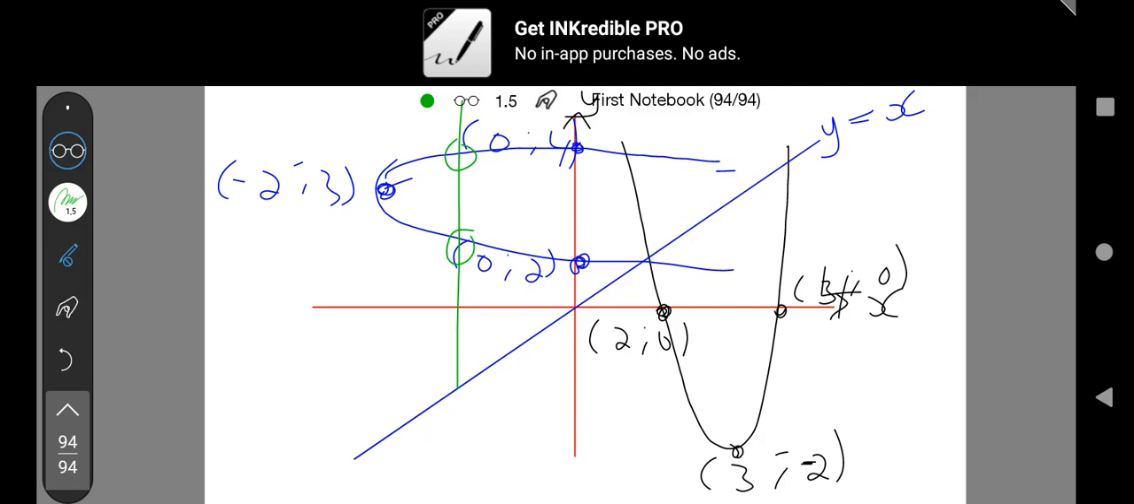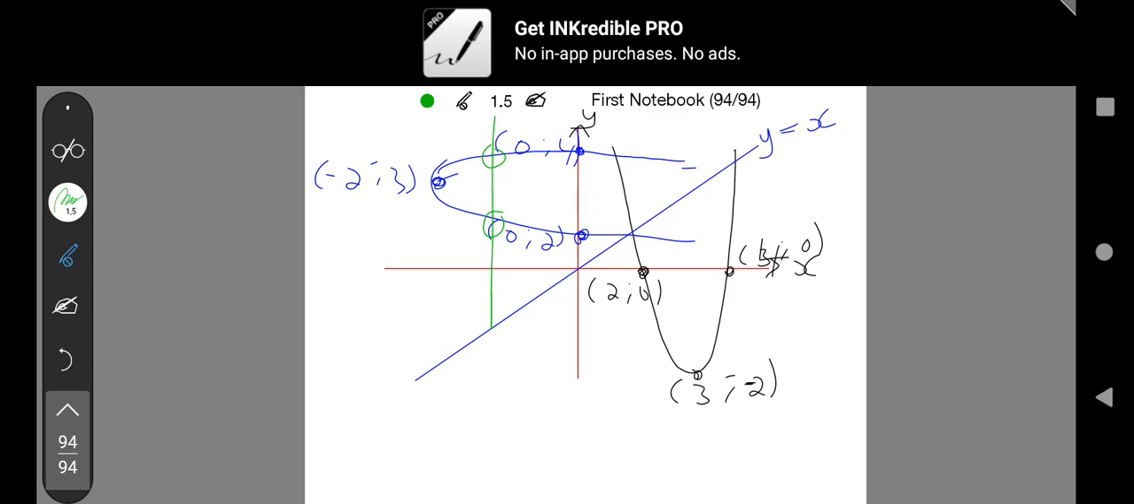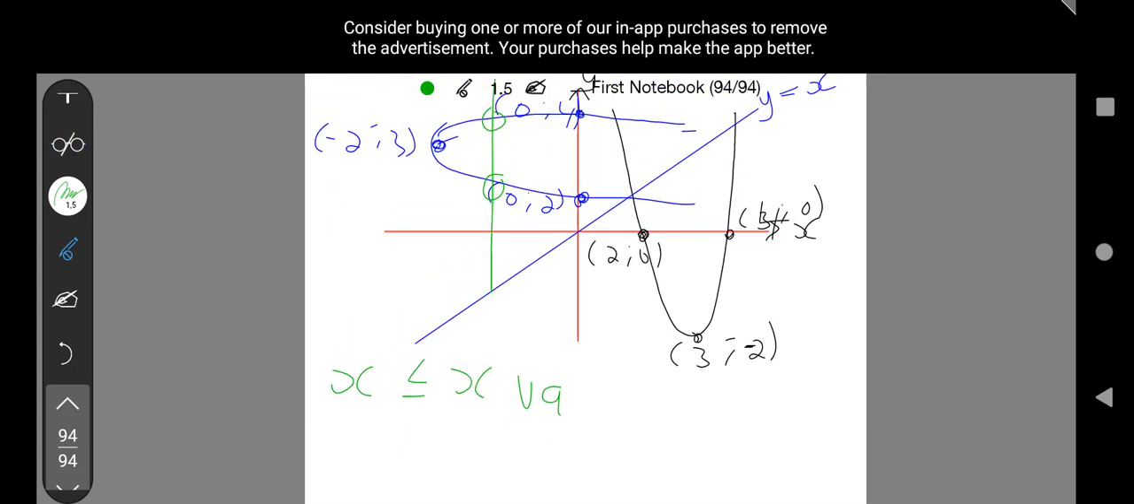So how can we make it a function? That is if we draw the original graph with one arm. So how can we place a restriction on the original function such that its inverse will now become a function? We must say that x is less or equal to the x value of the turning point, or we must say that x is greater or equal to the x value of the turning point.